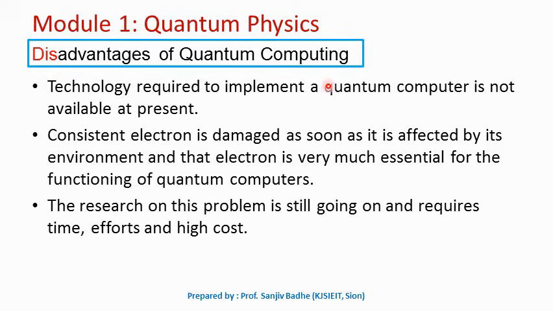Now, the disadvantages include that the technology required to implement the quantum computer is not available at present. So, it is just a theoretical concept. The coherent electron is damaged as soon as it is affected by the environment, and that electron is very essential for the functioning of the quantum computer.